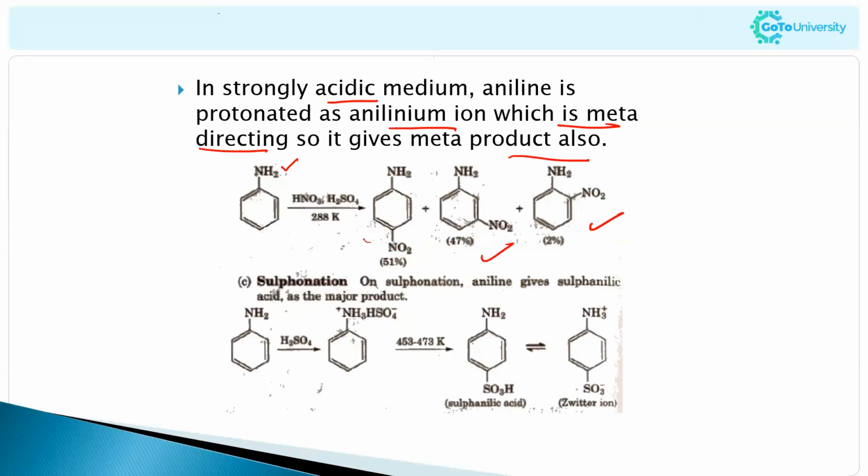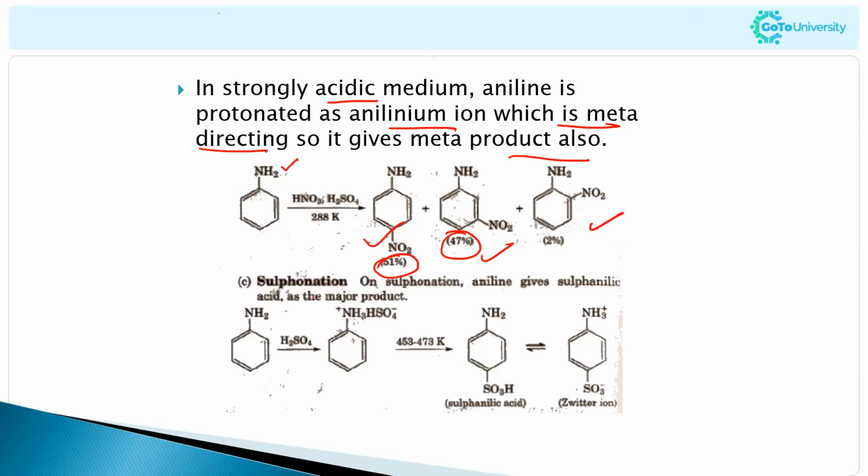Okay, so meta products is also possible. Not only ortho para, meta products will be also produced in a large amount. See, 47% is the meta product, but ortho and para will be also produced, but para is the major, 51%.